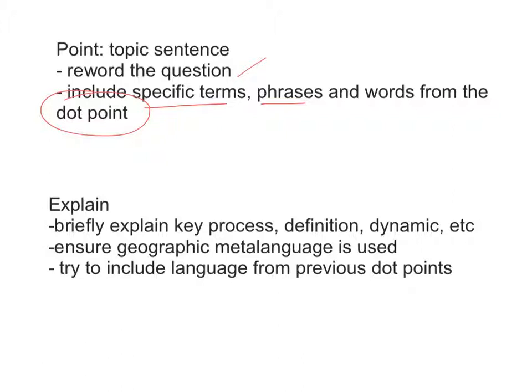In the explanation, explain key processes, definitions, or dynamics, whatever the question is asking you to do. Ensure that you've got meta-language, and once again, try to use language from previous dot points. If you can illustrate that you understand previous dot points, especially in the short answer questions worth 6 to 8 marks, you're going to be expected to understand where in the course this comes from, and some of the key processes that come before and after the question you might be looking at.